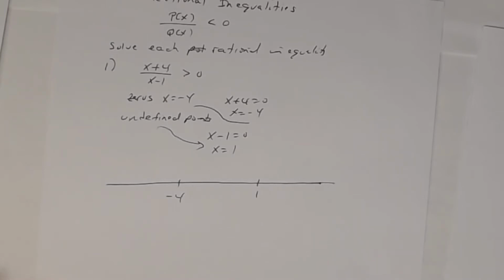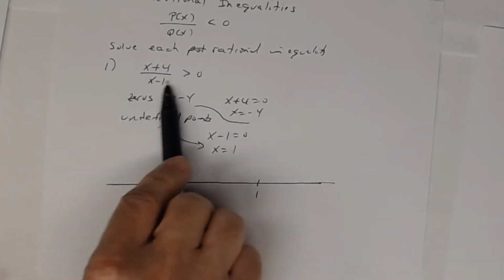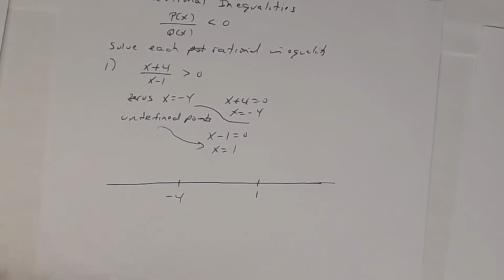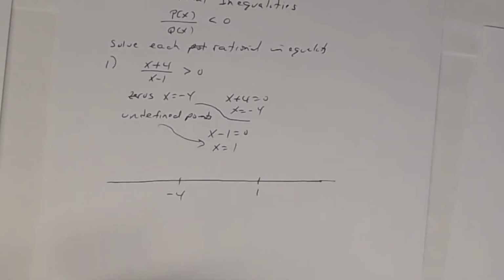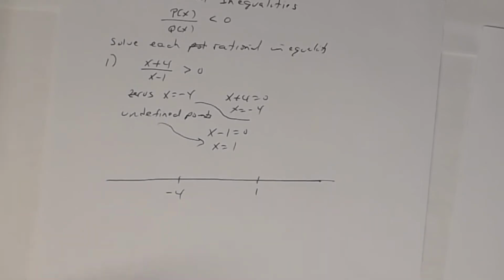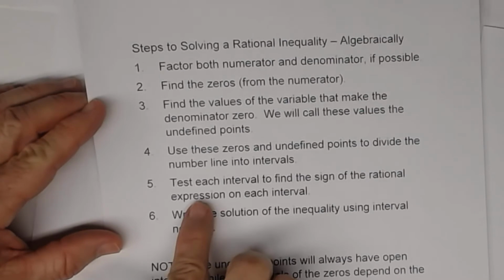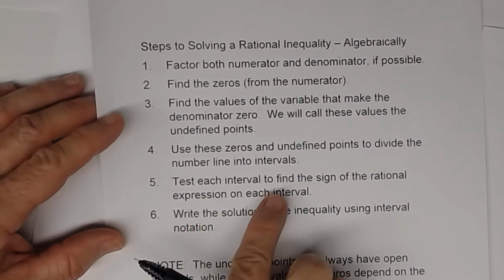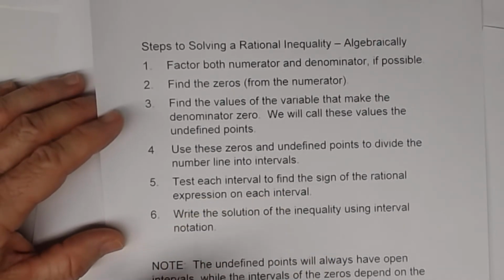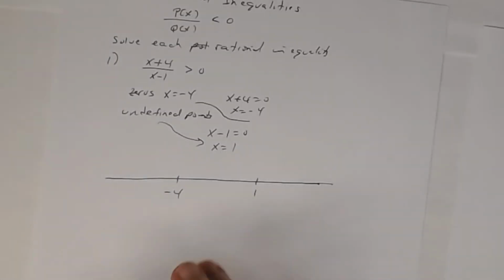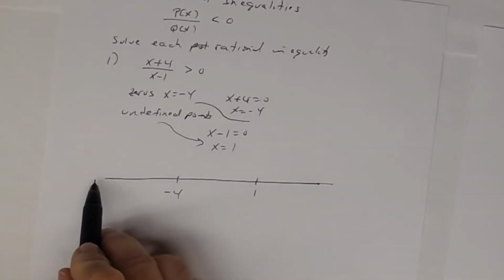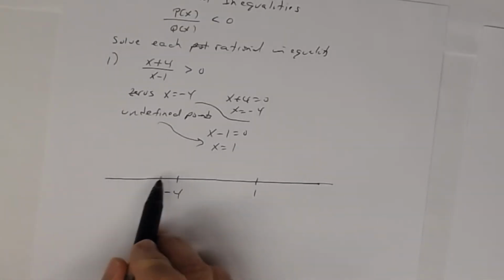Okay? So what are the solutions to this inequality? Remember when you did the polynomial inequalities, the next thing you did was your test points? Same thing. So step number 5 is you're going to test each interval to find the sign of the rational expression in each interval. Okay? So let's do some test points. Give me a test point between -infinity and -4.